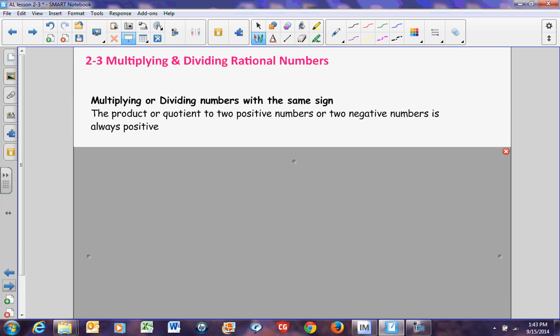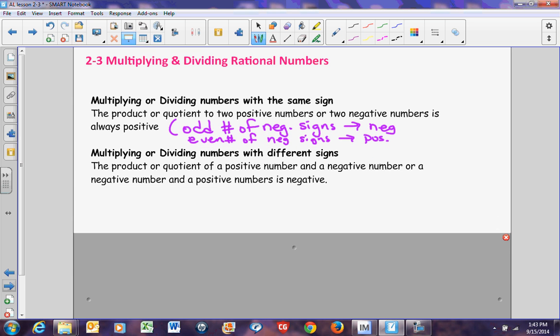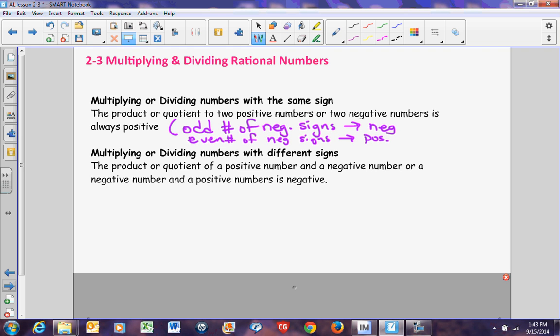Another way I like to say it is count up how many negative signs you have. Odd number of negative signs, your answer is negative. Even number of negative signs, answer is positive. And that's the same thing for multiplication and or division. If you have different signs, then it's going to be negative. It's the most simple way.